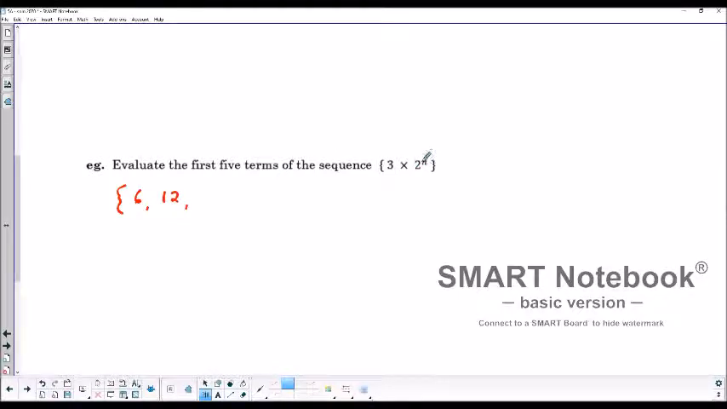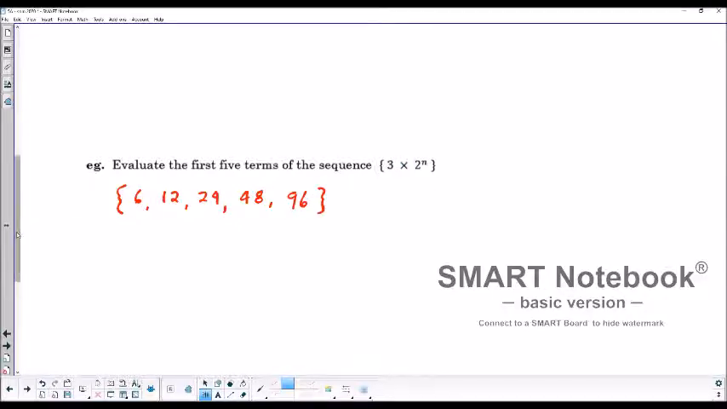The third term, n equals 3. So 2 to the power 3 is 8. 8 times 3 is 24. 2 to the power 4, so n is 4 for the fourth term. 2 to the power 4 is 16. 16 times 3 is 48. And we could guess here that the fifth term would be 96, but let's take a look at this. 2 to the power 5 for the fifth term, n is 5, so 2 to the power 5 is 32. 32 times 3 is indeed 96.